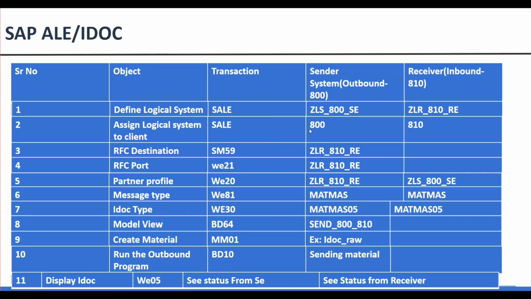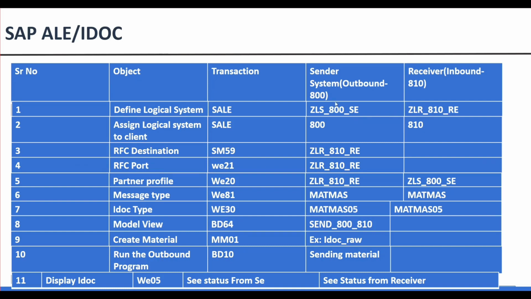What are the clients you are going to use? This is my sender system. The 800 client is a sender. Here I have two clients within one server, and I want to transfer from sender to receiver. Then I will define a logical system. This is the logical system ZLS_800_SENDER and ZLR_800_RE.